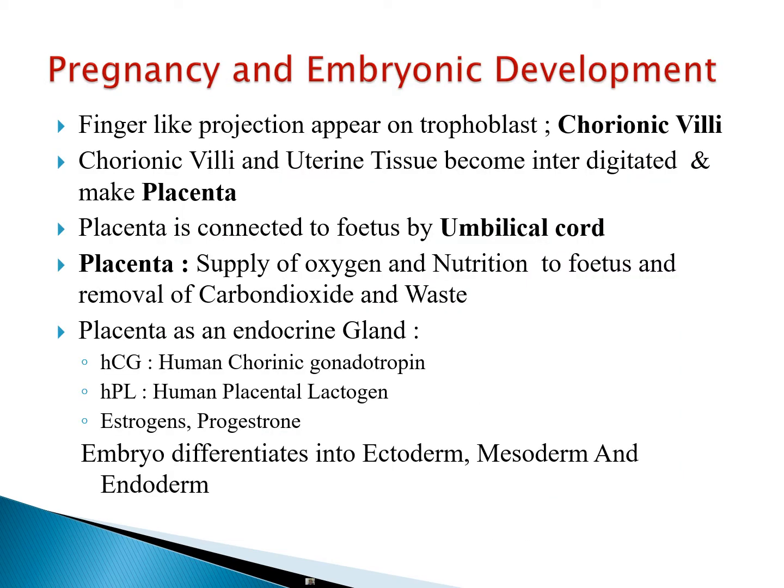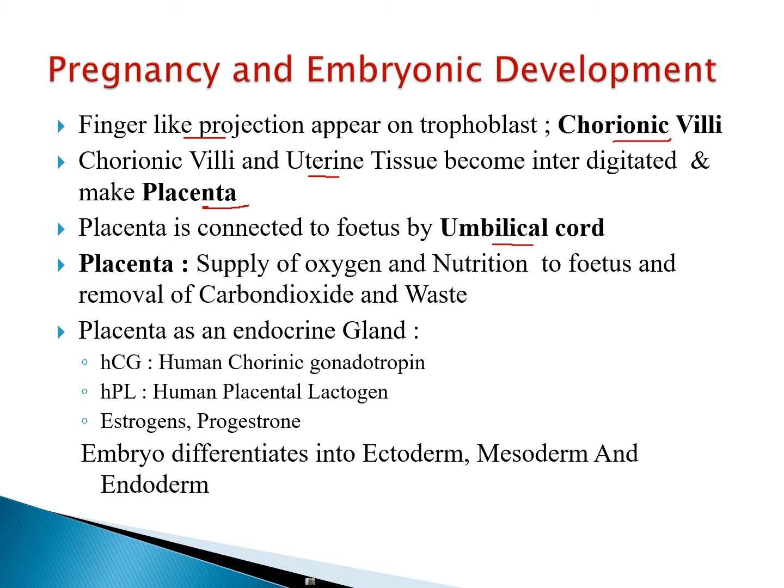Now coming to pregnancy and embryonic development. First of all, coming to the trophoblast. The trophoblast makes finger-like projections, which are called chorionic villi. These become interdigitated with the uterine tissue and make the placenta. The placenta is connected to the fetus with the help of the umbilical cord.